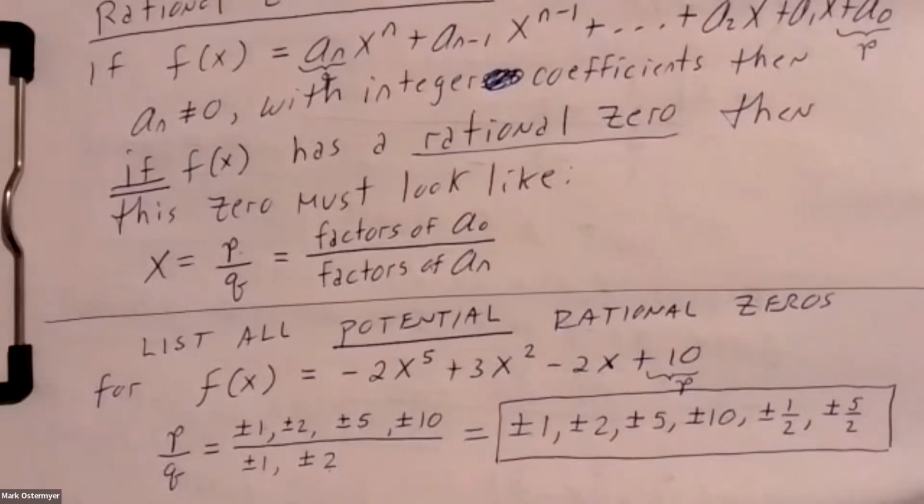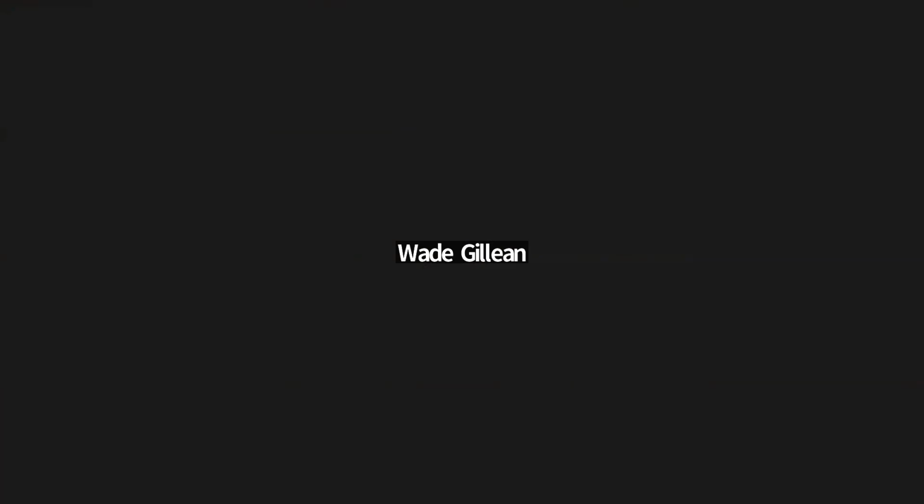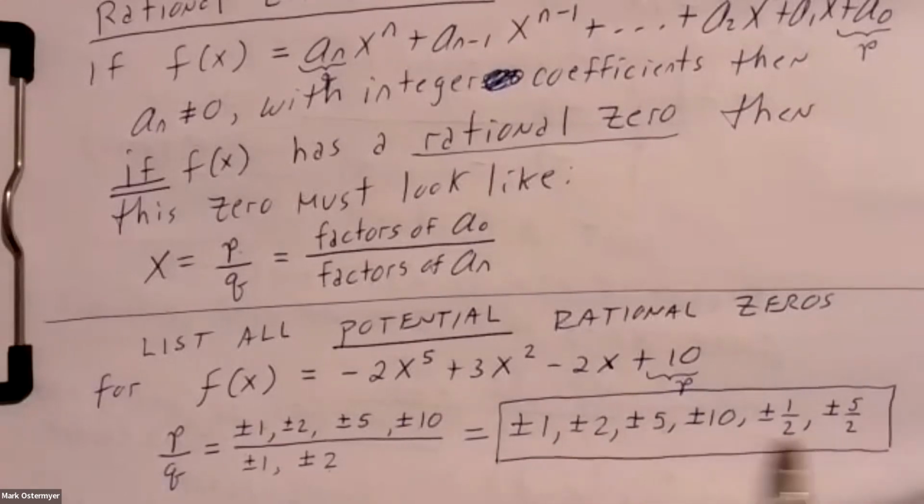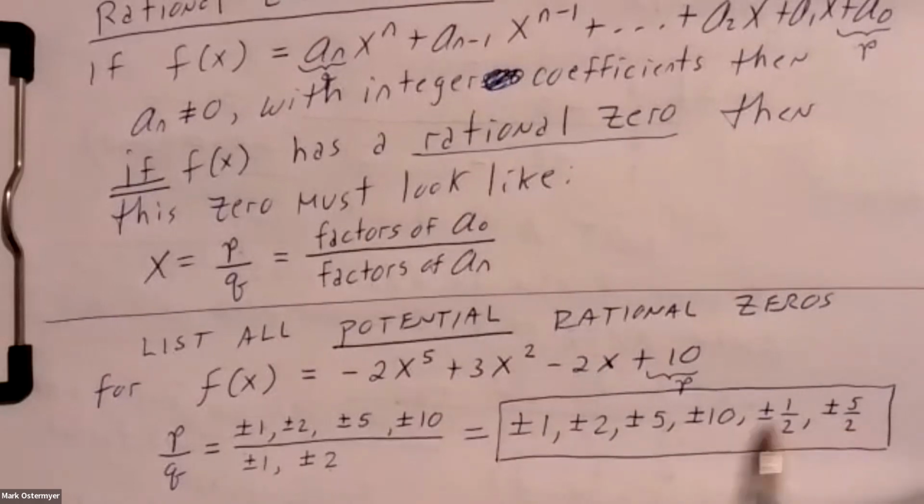So I have another question for you. Could 4 be a zero of this polynomial function? 4. No. How do we know that? Because 4 is not in this list. Do you agree? 4 is not in this list. Could 6 be a zero of this polynomial? Nope, you're wasting your time. It's not in this list. If this does have a rational zero, it may not, but if it does, it has to be one of these in this list. It has to be.